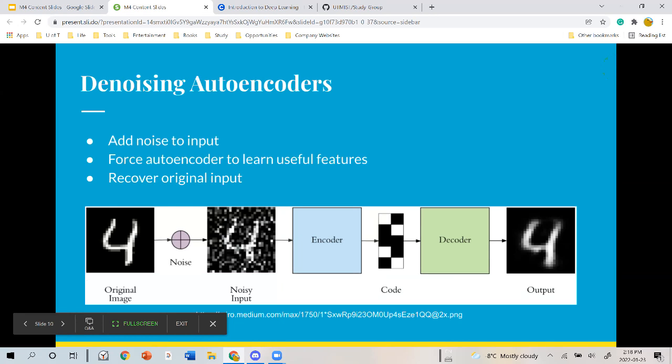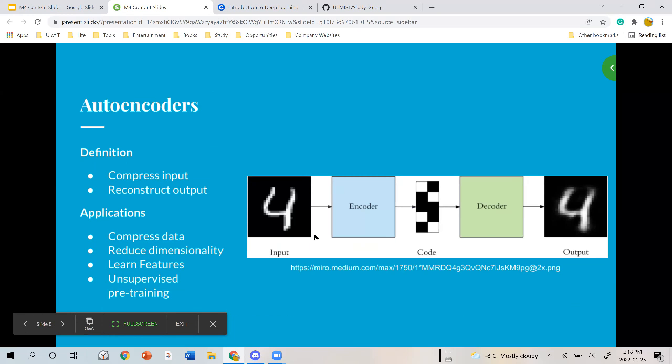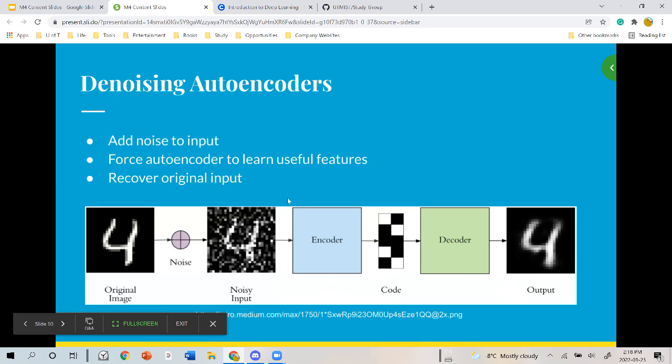Okay, and then, basically, auto-encoders can get pretty trivial. If you're not training it in the right way, you would just get a 4 and a 4, and that wouldn't be very useful. So you want to train it so that you force it to learn the useful features, right? I'm going to be going over 2 different types of auto-encoders that try to achieve that goal.